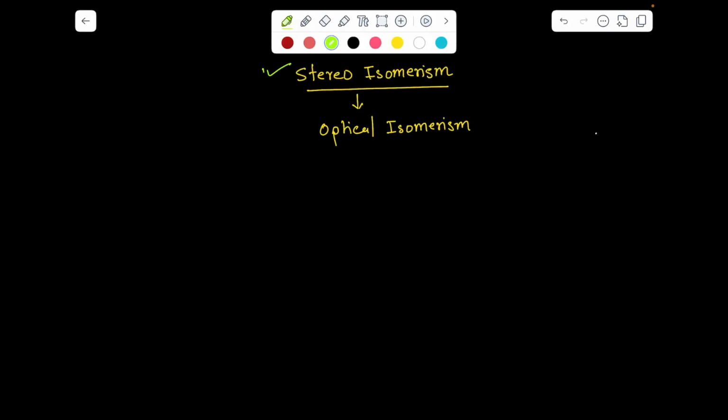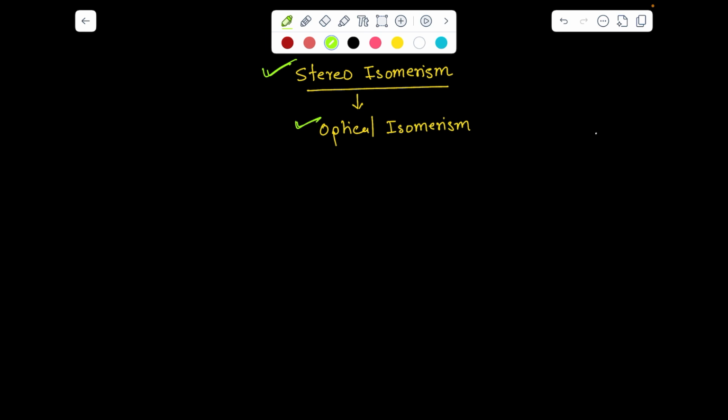So today we are starting the stereoisomers, and under this we are going to do the optical isomers. The geometrical isomers also belong to the stereo. I already uploaded the video about the geometrical isomers, so I suggest that you revise the geometrical first and then come to the optical isomers.